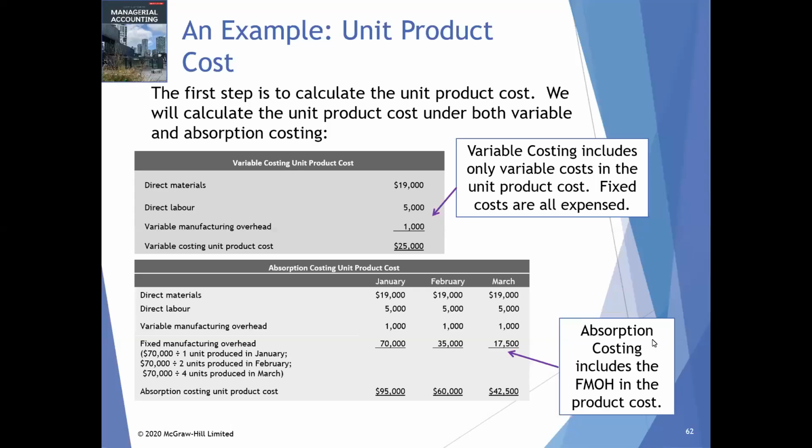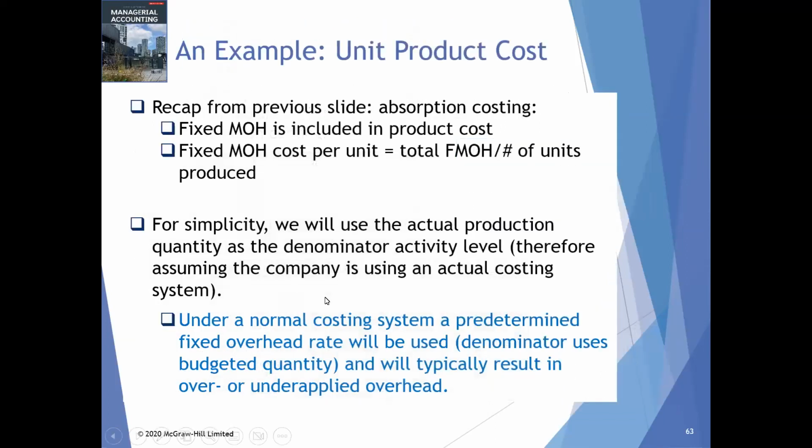So absorption costing includes the FMOH, fixed manufacturing overhead, in the product cost. So this is the main difference between these. Variable costing, it is clear from the name itself, only variable costs. Here absorption means the variable plus fixed both. Now look at this unit product cost.